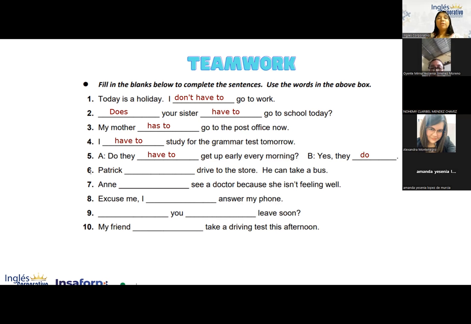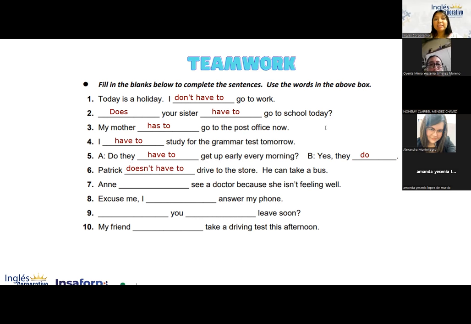Okay. Number six, Patrick has to drive to the store. Okay, are you sure? Miren lo que le sigue. He can take a bus. Dice, él puede tomar el autobús. Entonces sería Patrick doesn't have. Entonces es como Patrick no tiene que manejar. Doesn't have to drive. Él puede tomar un bus. So, no es necesario que maneje. Doesn't have to.